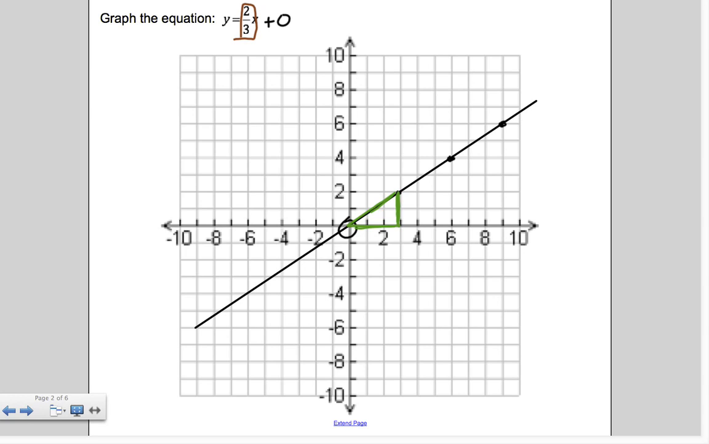So without taking out any calculators, who could give me 2 lengths of that triangle right off the bat? What are the lengths? Sean? 3. Okay, which one's 3? Which one's 2? The bottom one's 3. So here's 3, and this one's 2, right? We have lengths 2 and 3.